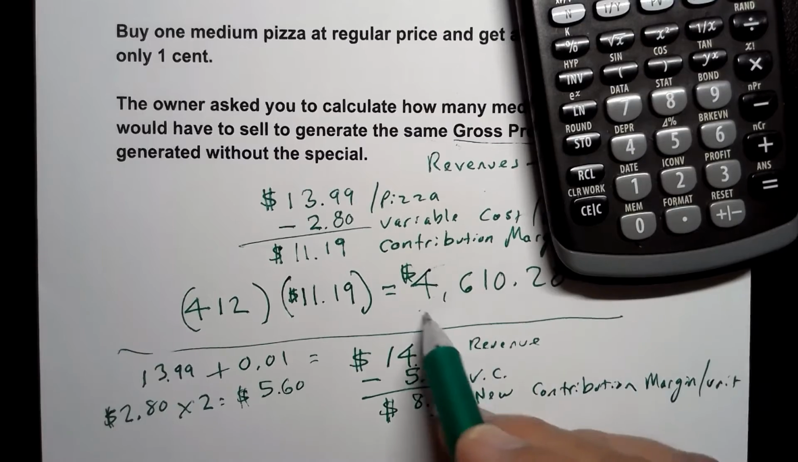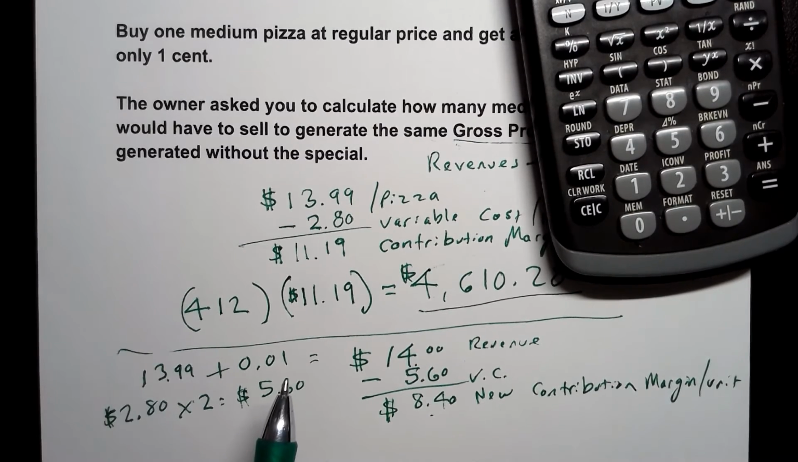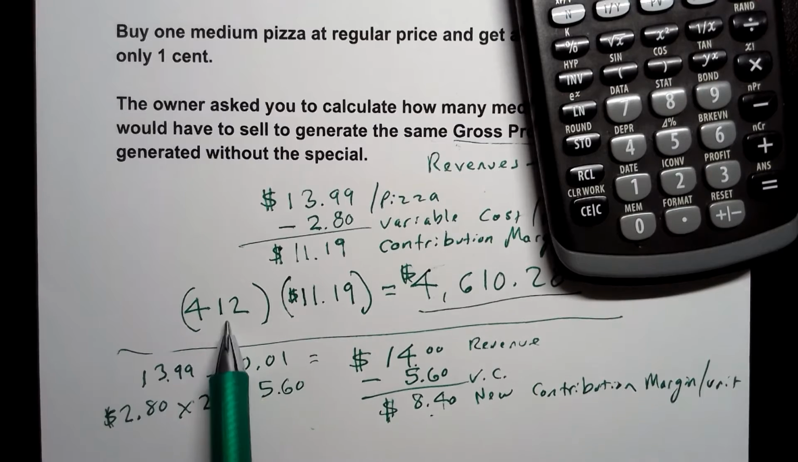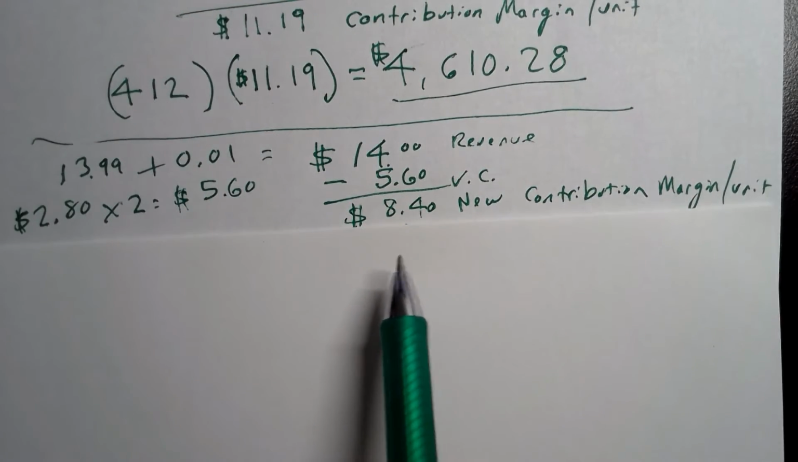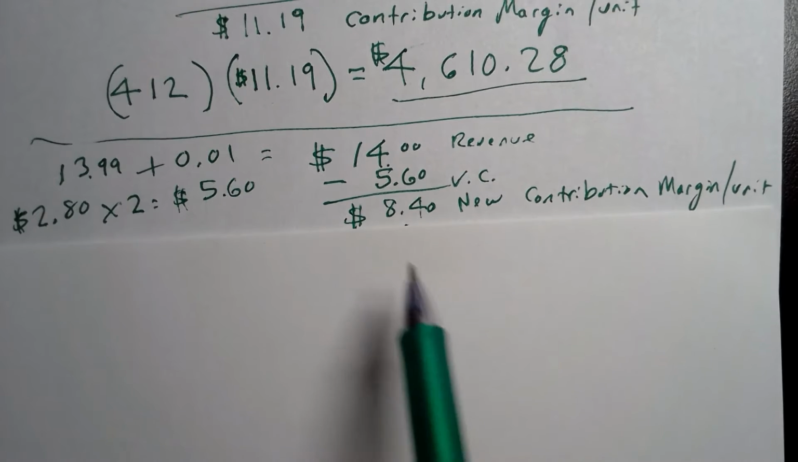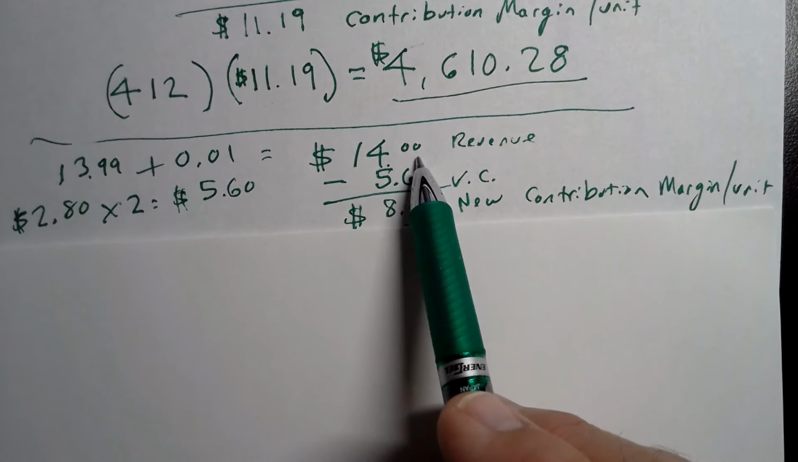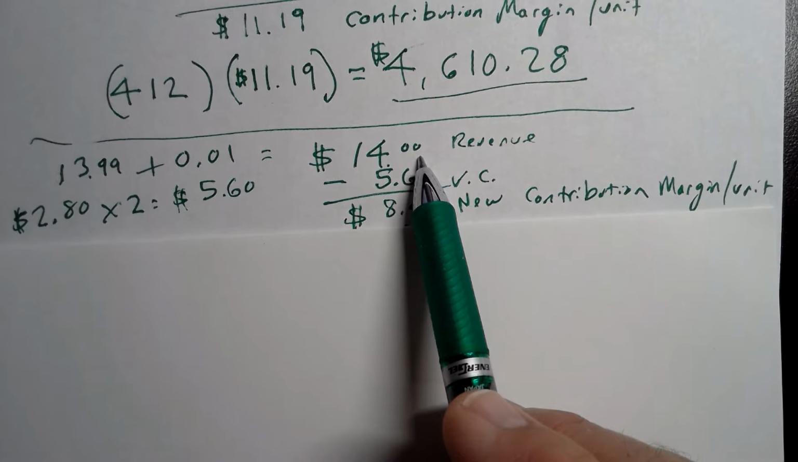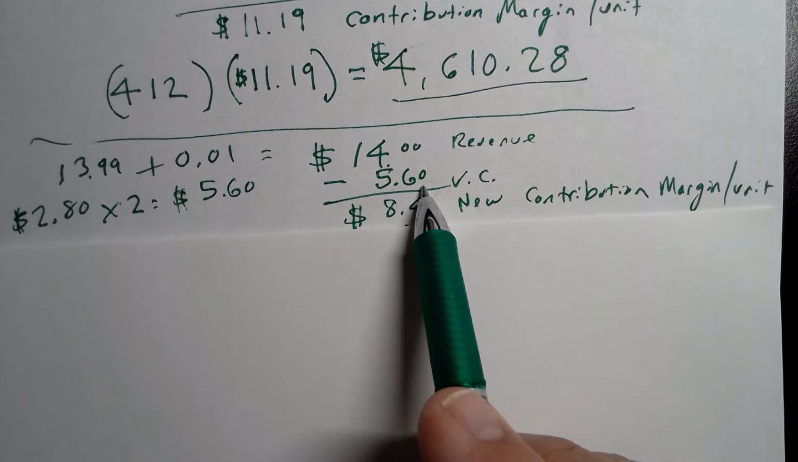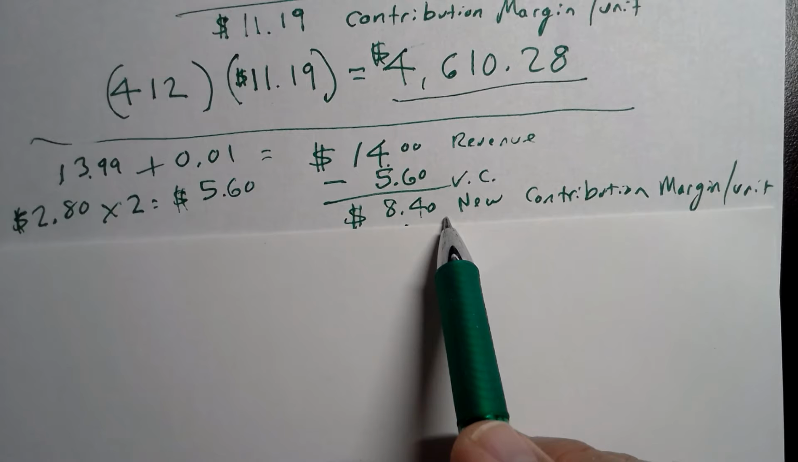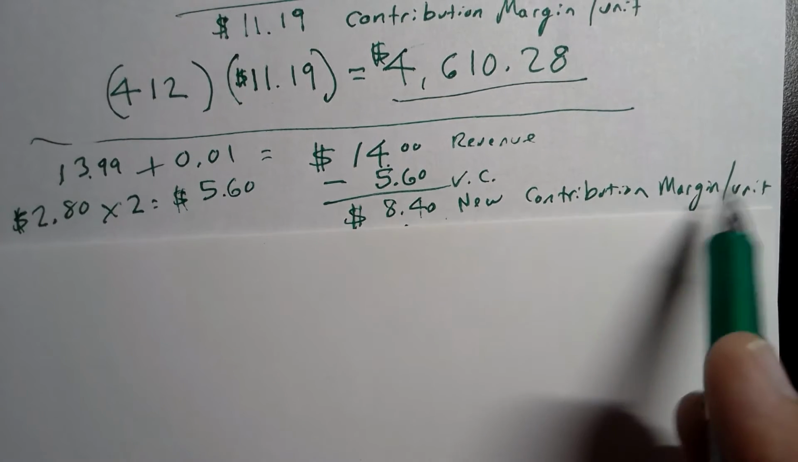We want to find out at what point we make the same amount of money. And as we did this before, we took the number of pizzas and we multiplied it by the contribution margin. All right, so we've figured out that when we sell the 2 pizzas, it's $14 is the revenue because it's the $13.99 plus the 1 penny is $14, and our new variable cost is $5.60 because there's 2 pizzas, and that gives us a contribution margin per unit of $8.40.